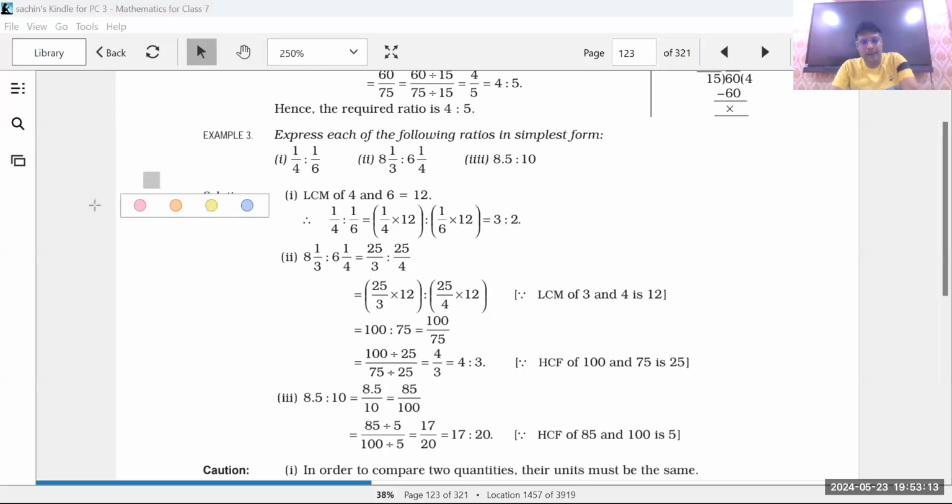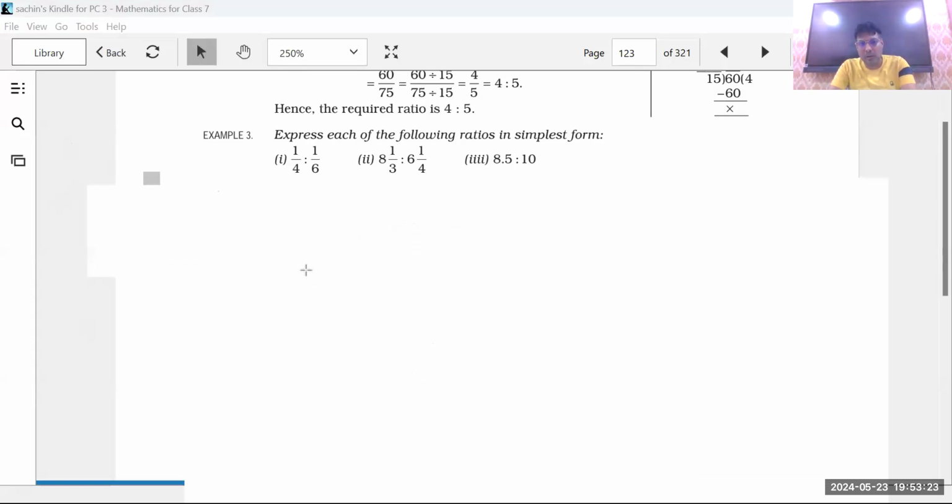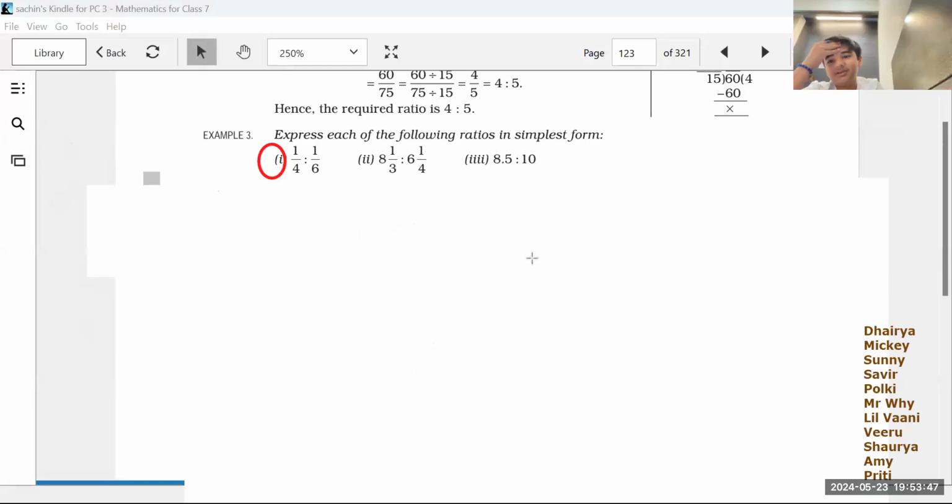Let's do example 3, Part A. So what logic will you use? You will multiply the ratios with something and make them into whole numbers. Then you will simplify, if possible. Sir, I did not understand how.